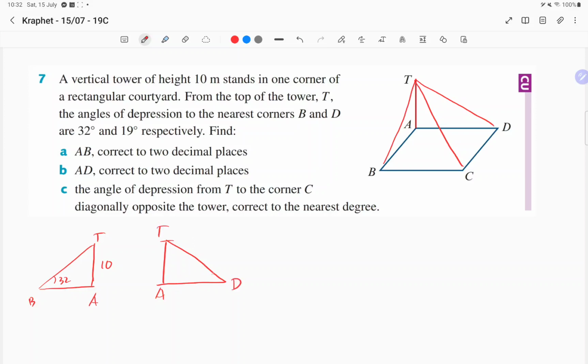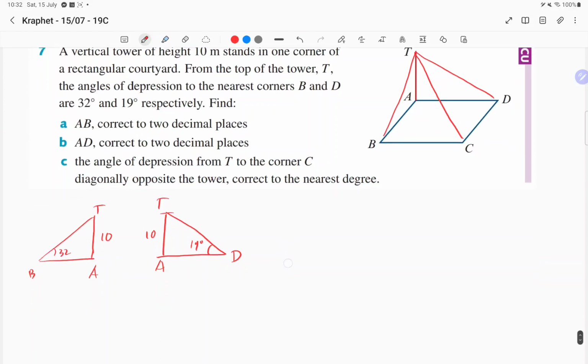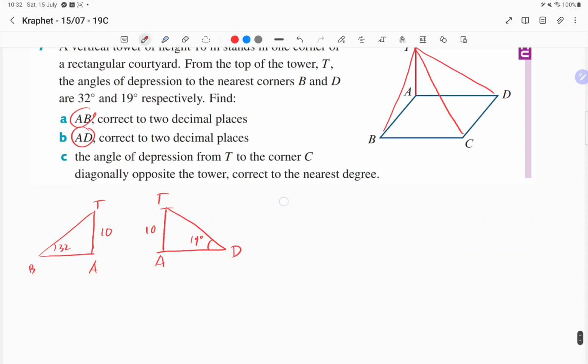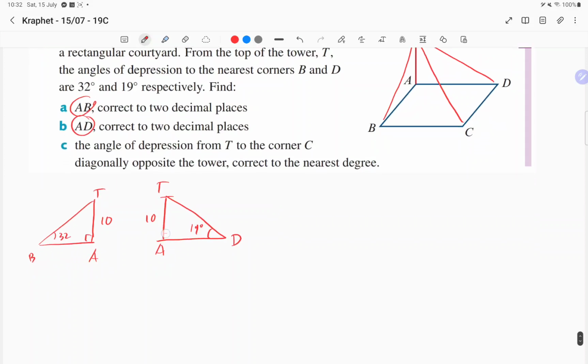Sorry, this is D. So this angle at D is 19 degrees, right? And the tower is 10. So we can find AB and AD. It's a rectangular courtyard, so AB will be CD and AD is the same as BC. They asked us to find AB and AD, it's obvious. So this is actually not too hard, I don't know why this is complex unfamiliar.